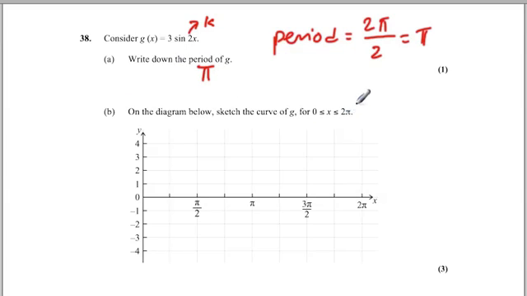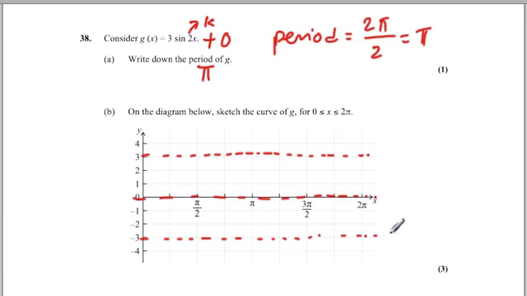On the diagram below, sketch the curve of g from 0 to 2 pi. So what we know from here is that the amplitude is 3. We know our period is pi. And so this is our central axis. Okay. Our max will be 3 higher than that, and our min will be 3 lower than the central axis. Okay. We start from 0 because it's sine x. There's no phase shift or anything. So we're going to start from here.